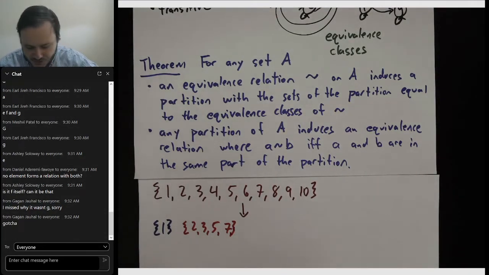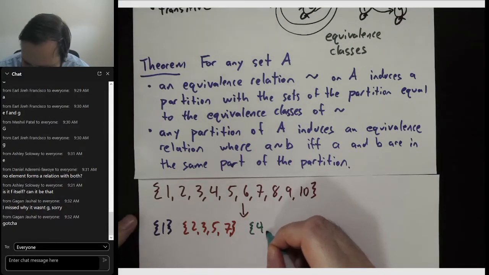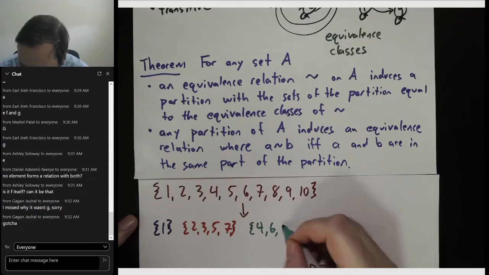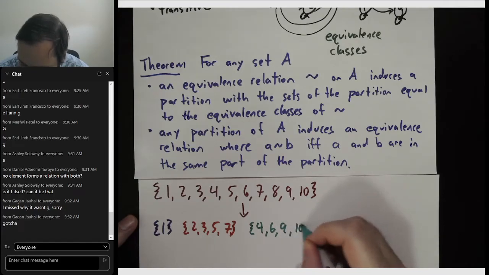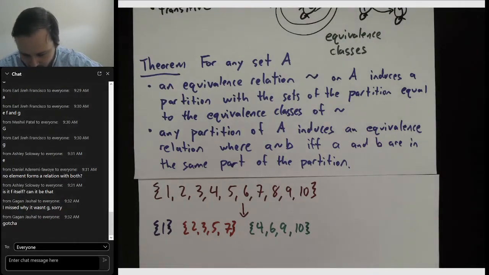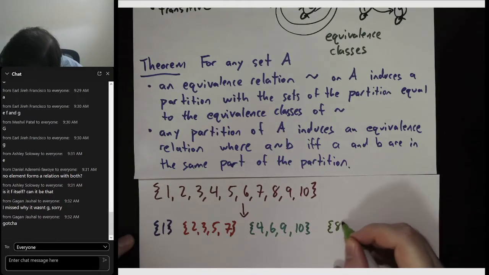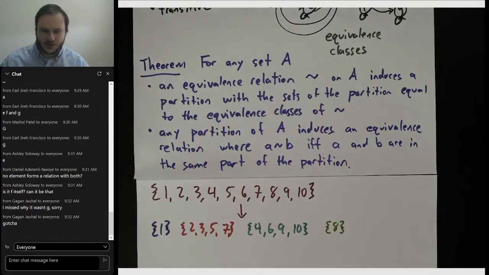And then the numbers with 2 prime factors get a group. So 4 is 2 times 2, 6 is 2 times 3, 9 is 3 times 3, 10 is 2 times 5. And then the numbers with 3 factors, which is only 8, also get their own group. Am I missing a green? So this is a partition.